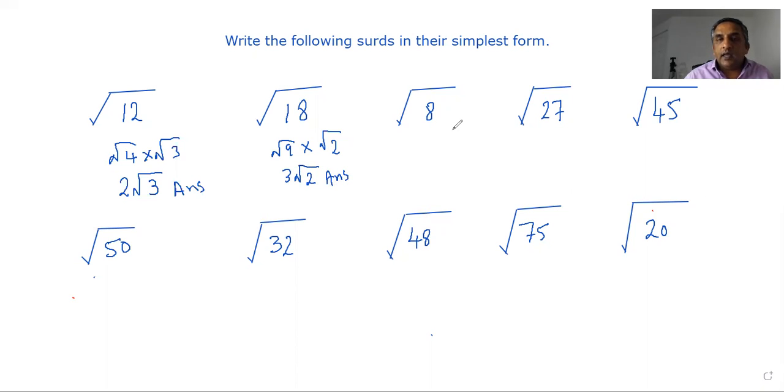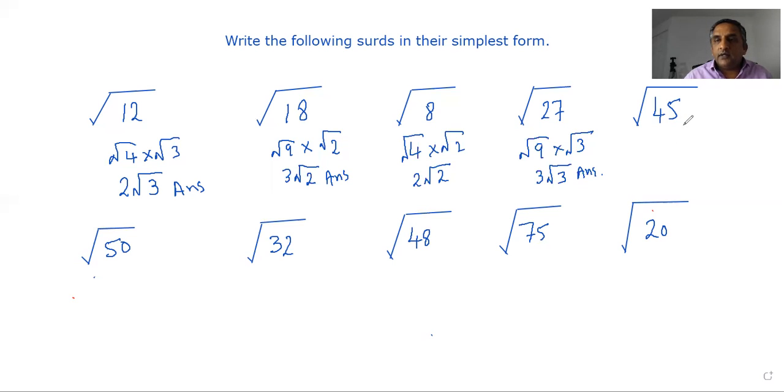Now next question, square root 8. Obviously we can divide it like square root of 4 times square root 2. When you multiply 4 and 2, you'll get 8 back. So we know that square root of 4 is 2, and this is square root 2. So 2 square root 2 is the answer. Now the next question is square root of 27. We can divide 27 into two parts, square root of 9 times square root of 3. Square root of 9 is 3, and this is square root 3. So your answer for this one will be 3 square root 3.